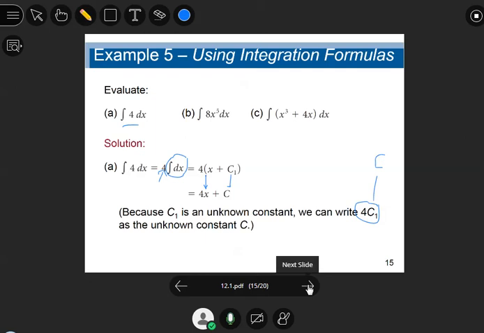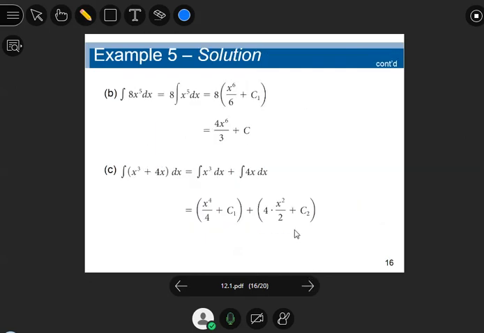Multiplication of two constants is also a constant. The second one is the integral of 8 times x to the power 5 dx. Here 8 is a constant, so you can take it out of the integral sign, then integrate x to the power 5. Then it becomes like this.